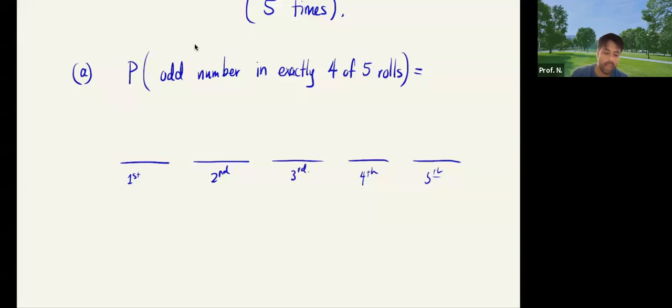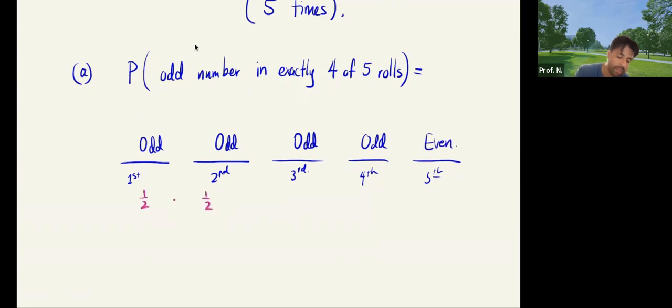Now, what can happen? I can have odd, odd, odd, odd, even. What's the probability of this particular outcome occurring? Well, I have 1/2 for this one times a half times a half times a half times a half. This is 1/2 to the 5th power, which is 1/32.